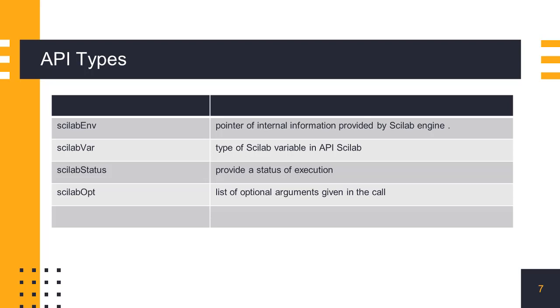Scilab var variable is an array of objects which store Scilab data objects. It can store objects of matrices, strings, and data which we pass from Scilab to the external function. Scilab opt variable is an array where Scilab passes arguments that are defined as optional in the calling function.